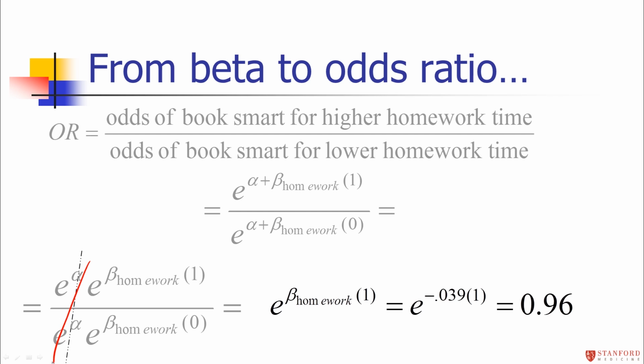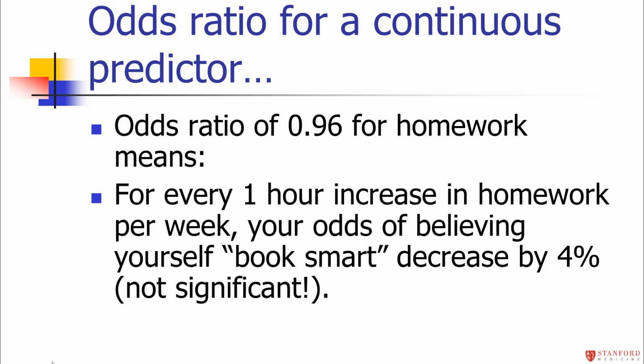The actual value here for the beta was negative 0.039. Again, if I exponentiate that, I get an odds ratio of 0.96. So the odds ratio of 0.96 means that for every 1 hour increase in homework per week, your odds of believing yourself book smart decreases by 4%. Of course, it wasn't significant here.